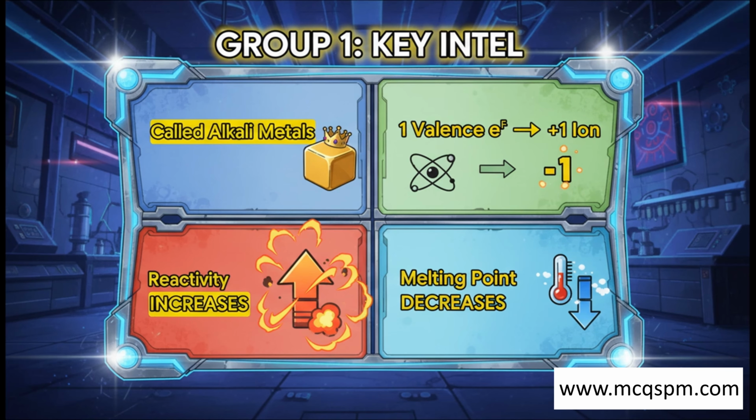Number 1, Group 1 elements are called the alkali metals. Got it? Number 2, their chemical signature is having just one valence electron, and they always want to donate it to form a +1 ion. Number 3, as you go down the group, their melting point goes down. Why? Because those metallic bonds get weaker. And number 4, for that very same reason, as you go down the group, their reactivity goes up. It's just easier to lose that outer electron when it's so far away from the nucleus. If you can remember those 4 points, you are in fantastic shape for the exam.